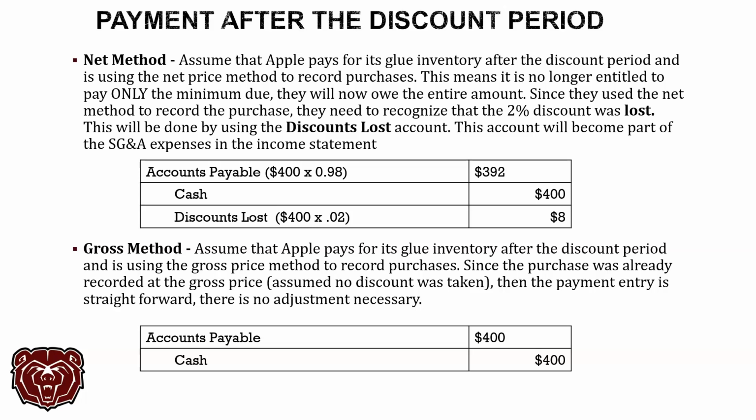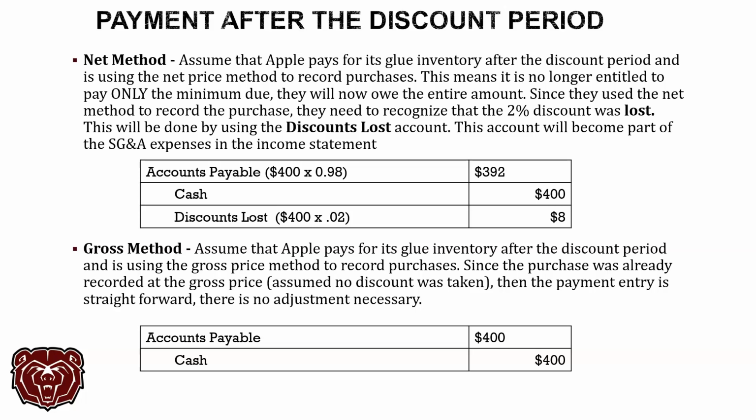Okay, so what we've done is we've lost this discount, right? We recorded our accounts payable at $400 times 98%, which is the purchase less the discount, right? They offered a 2% discount, so we're only going to be paying 98% of that purchase price. Remember, it's $400 because we returned $100, or we were given an allowance for $100 worth of the glue because they sent us the wrong kind of glue. Okay, so we recorded accounts payable at only $392.